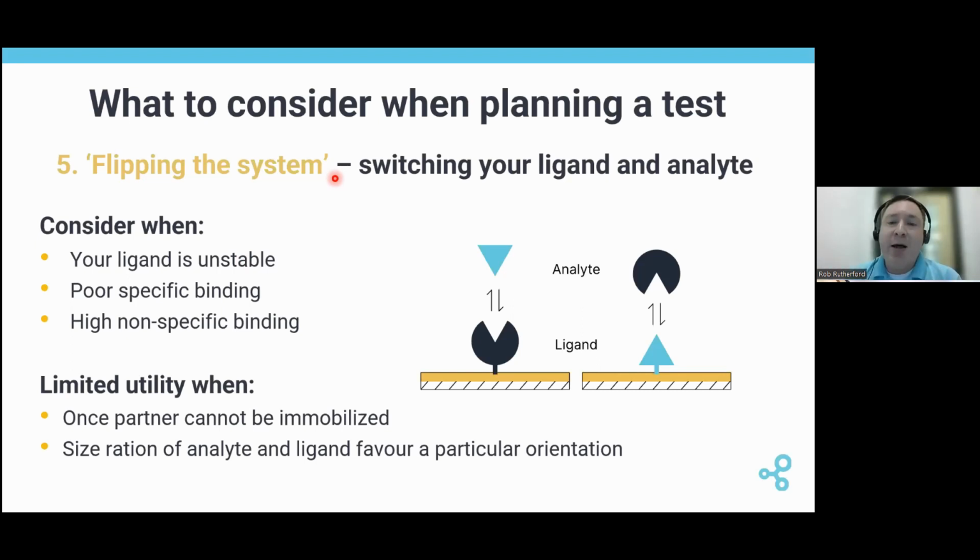It is not a one-size-fits-all. Sometimes you have limited utility if you can't immobilize one of your two partners, or if one of your partners is much, much smaller than the other, and if you were to use it as an analyte, it may be a little bit difficult to detect the binding just because of the size of the analyte itself.